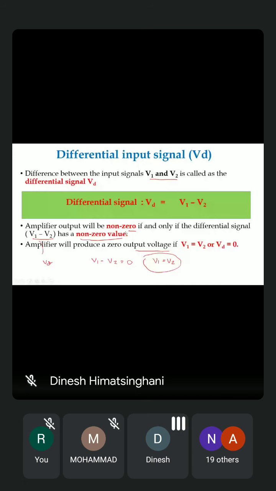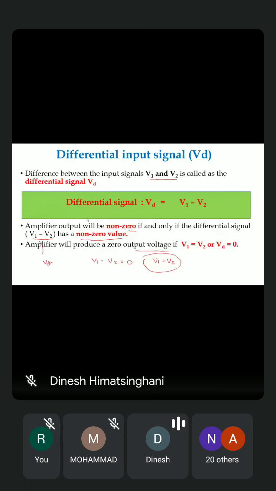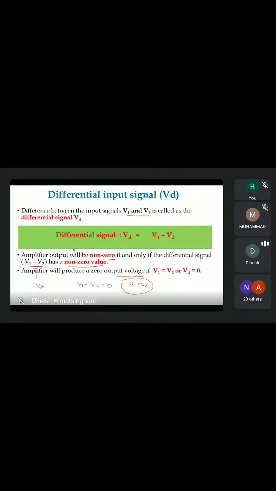So the differential signal VD is V1 minus V2. This is what you see in this diagram here also. This is your VD, which is your differential signal V1 minus V2, which are your two input voltages to your differential amplifier. So is this formula very clear? VD is V1 minus V2. Okay. And if V1 is equal to V2, VD is 0, amplifier output is 0. If V1 minus V2 is non-zero, VD is non-zero, and amplifier output is non-zero. I'll just move ahead, and we are going to talk about an ideal differential amplifier again.